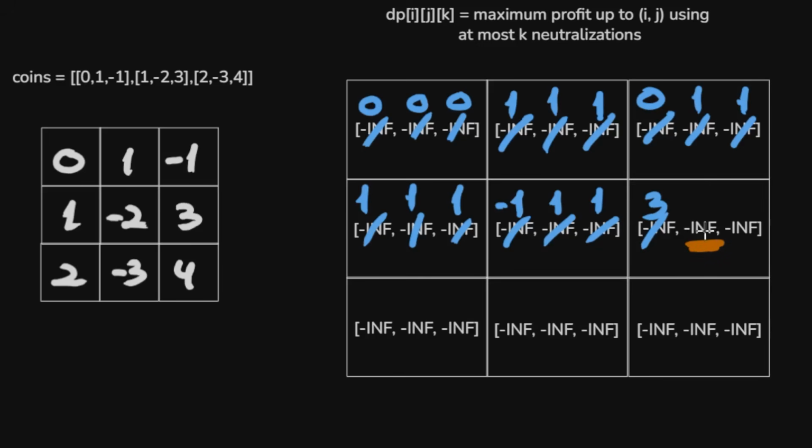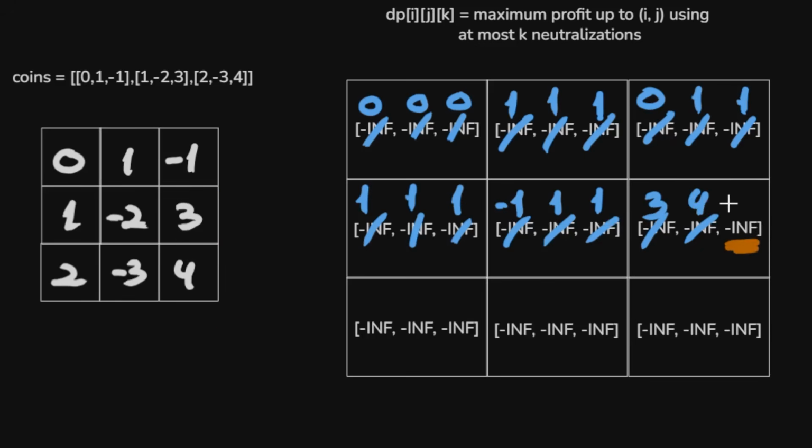Now we are here. What if we use 1 neutralization and we come from above? Well, given that this is a positive number, we are not actually using this available neutralization. We go to this cell at the same index and here we have a 1. 1 plus 3 is 4. What if we come from the left and we use at most 1 neutralization? Given that we are not actually using this, we can take this accumulated number plus 3, which is 4 also, and the maximum between these two numbers and minus infinity is 4.